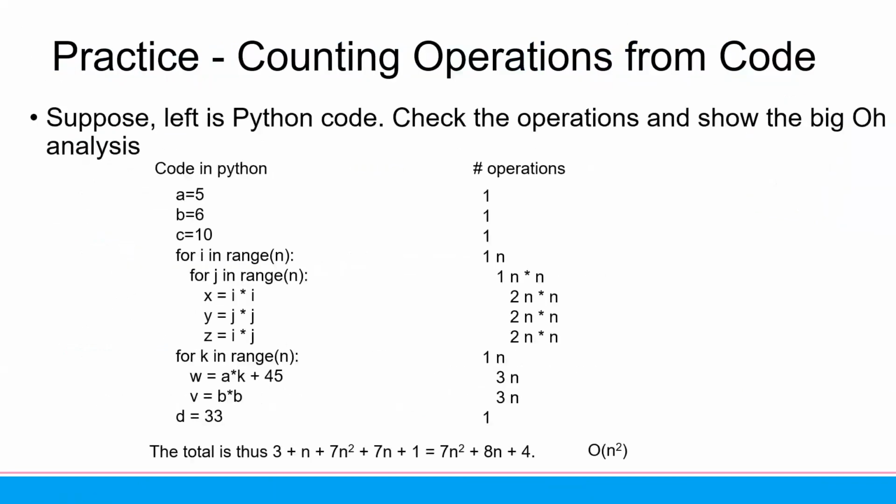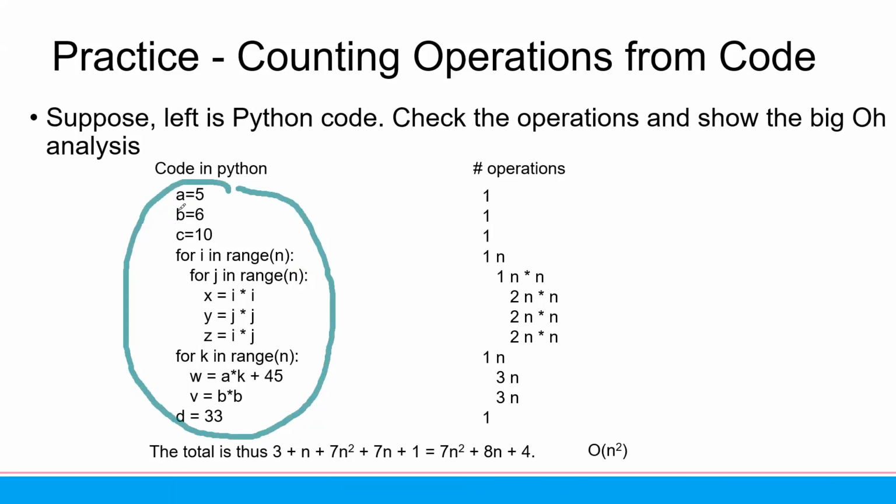So I gave one other example. If we have Python code, how do we check the operations? I hope by now you can understand the Python code, and you can try to imagine what kind of result this code will produce.